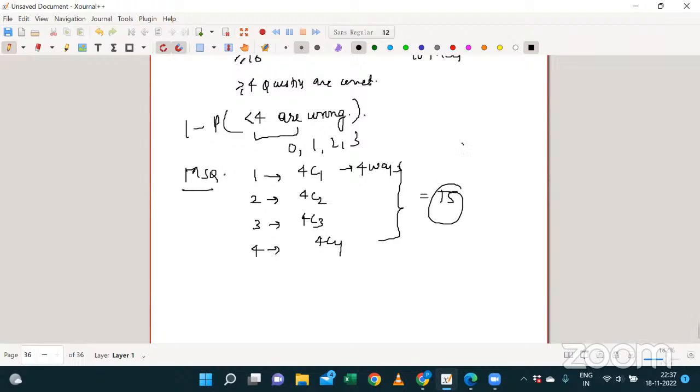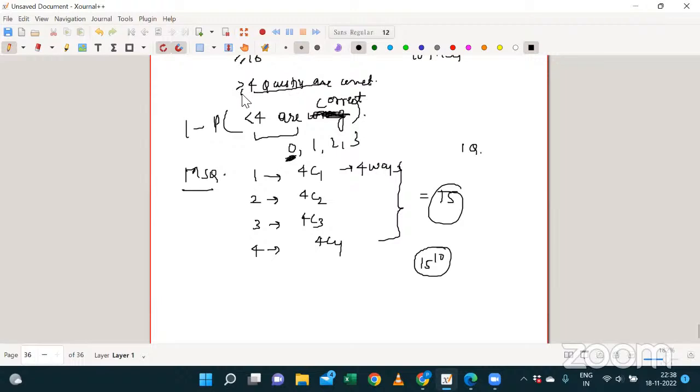So this is for one question. For 10 questions, it will be 15 raised to the power 10, the total ways in which a student can attempt the questions. Now, just consider 0 wrong questions. In how many ways can students do 0 wrong questions? Sorry, it should be correct, not wrong.